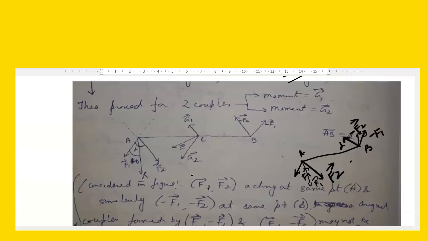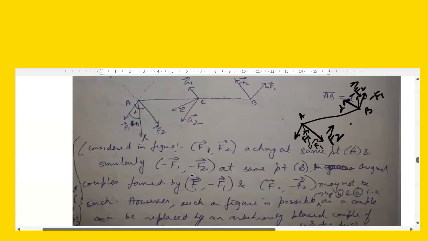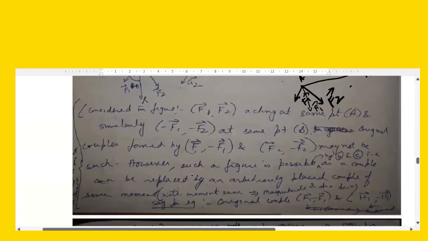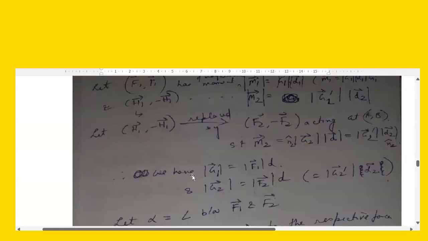So what are we doing now? Let me recall what we ultimately have in our hand. We have two systems of couples, G1 and G2: F1 and minus F1, and F2 and minus F2.